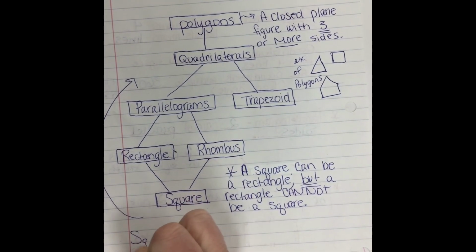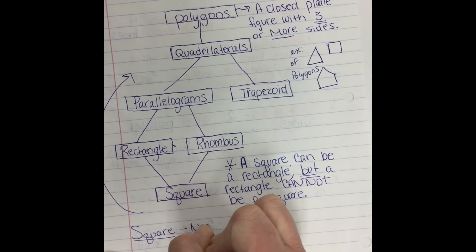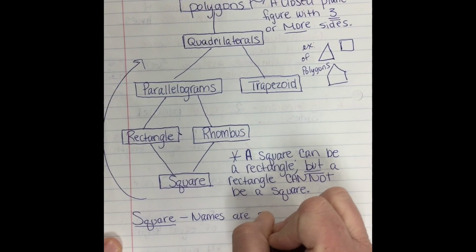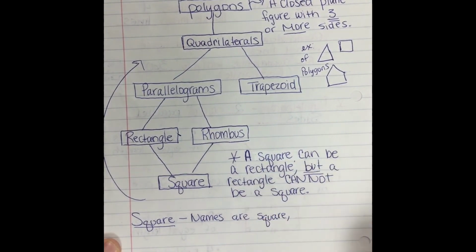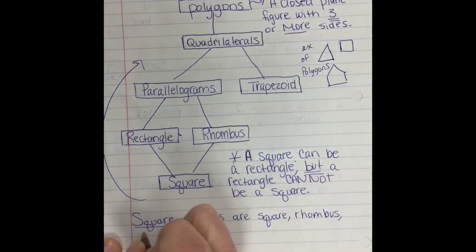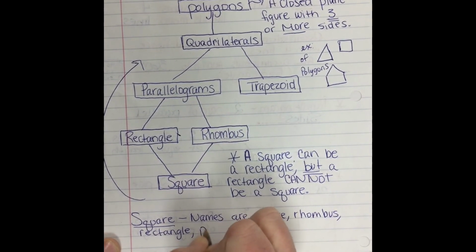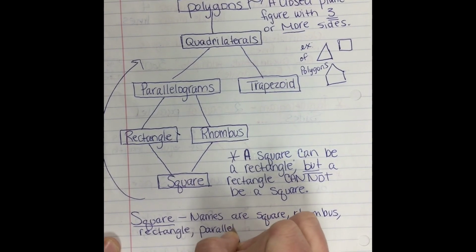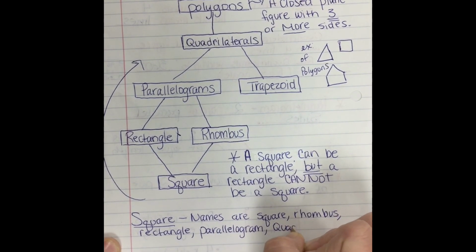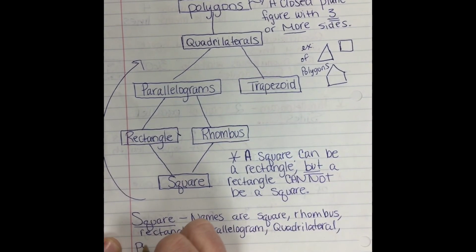So if I'm a square, my names are, okay, so we're gonna write this down. Obviously square, rhombus, rectangle, parallelogram, quadrilateral, and they're all polygons.